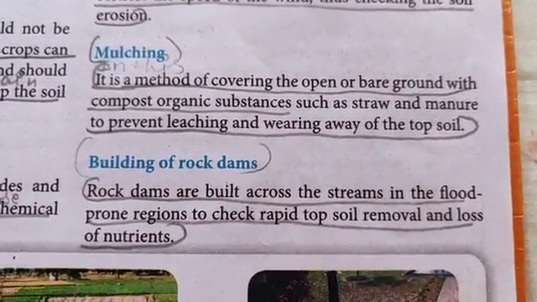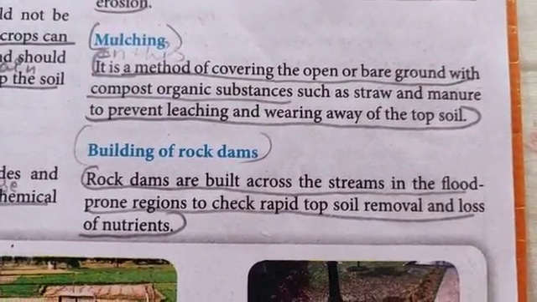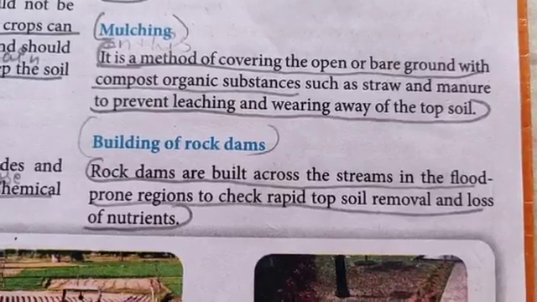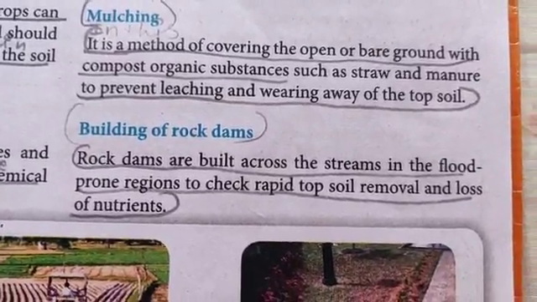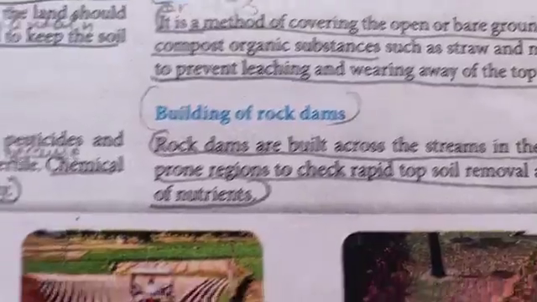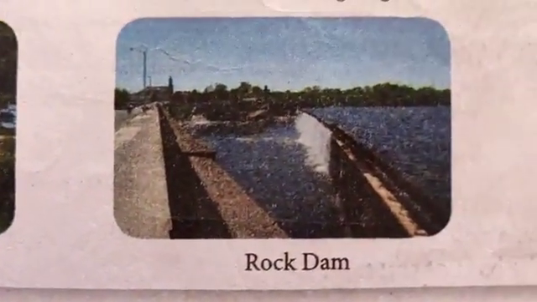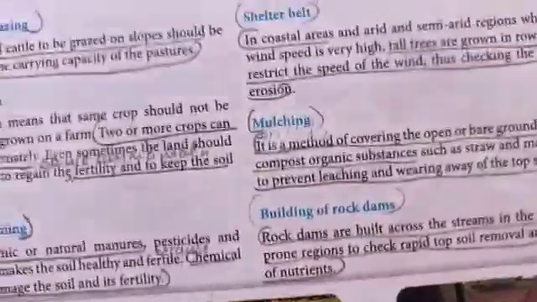Now building of rock dams. Rock dams are built across the streams in the flood prone regions to check rapid topsoil removal and loss of nutrients. So you see this rock dam over here. So this is another important way of soil conservation.